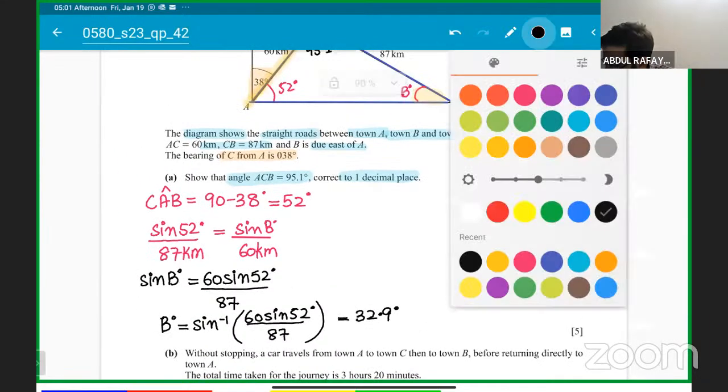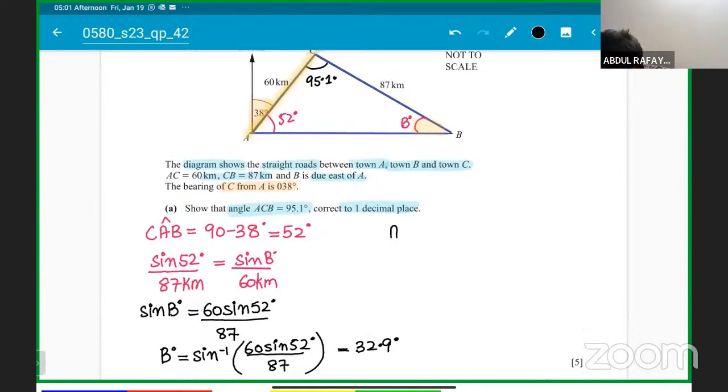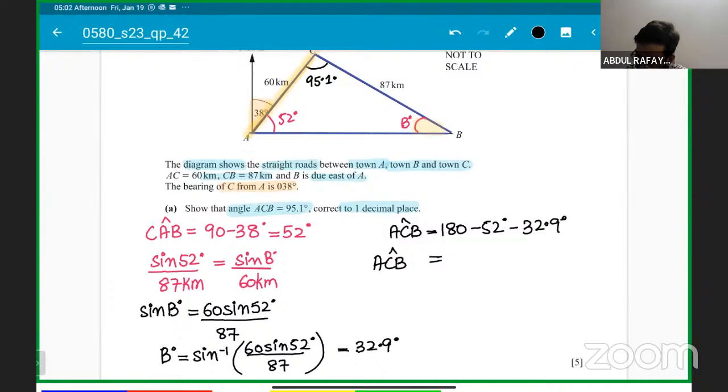If angle B is 32.9 degrees, so here we go. Angle ACB, now you can prove, sir. It is 180 minus 52 degrees minus 32.9 degrees. So angle ACB you have proved here, sir: 180 minus 52 minus 32.9 is 95.1 degrees. It is proved. Everyone got this clear?